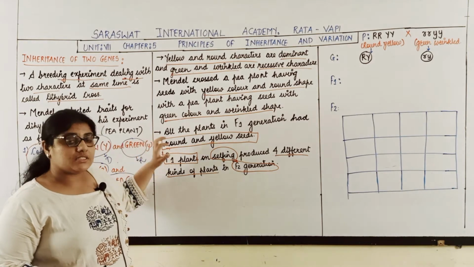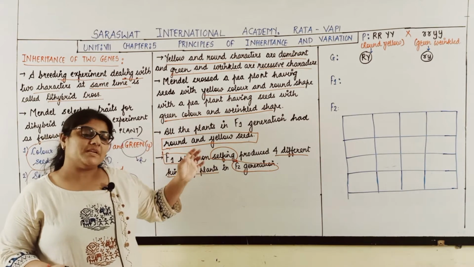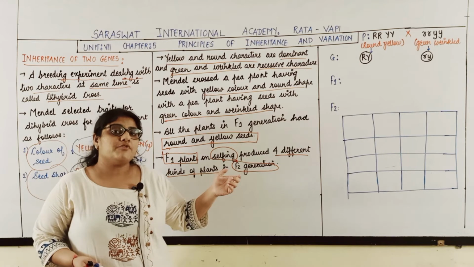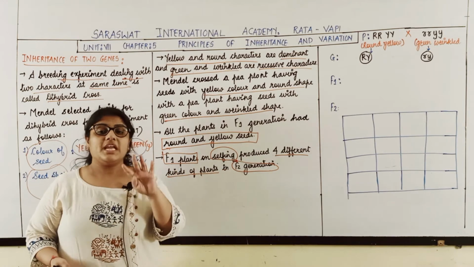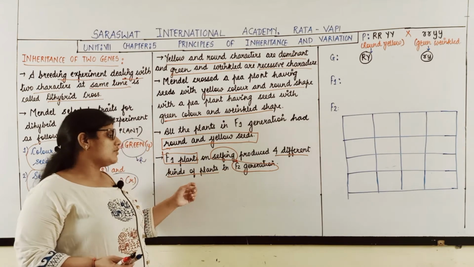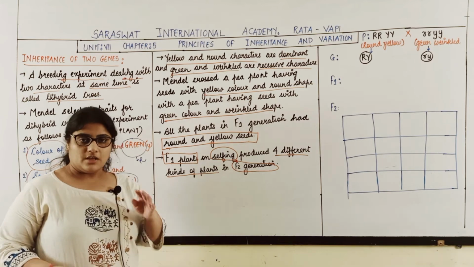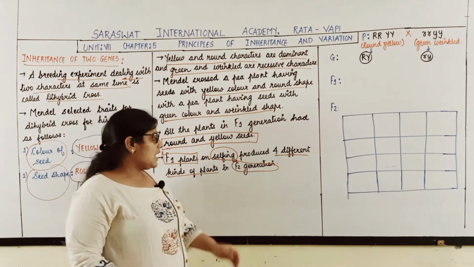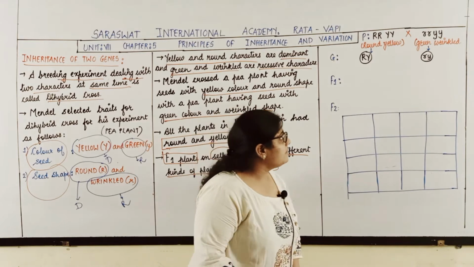When he selfed the F1 plants, he obtained 4 different kinds of plants in which generation? The F2 generation. Now students, we will cross the plants.